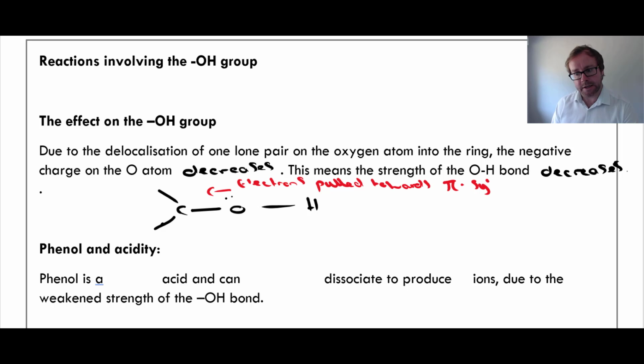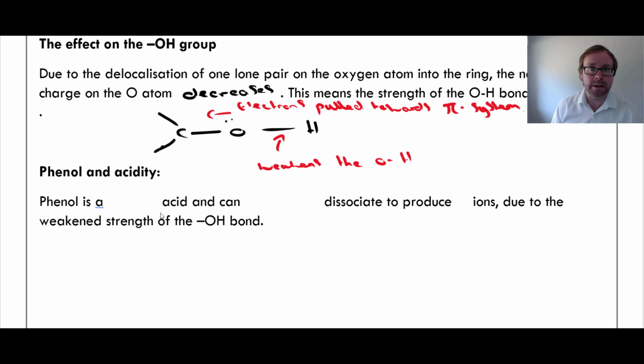That's what we said, that one lone pair delocalizes into this system, which means that it weakens the OH bond. So this OH bond is weakened. This is important when we're talking about the acidity of phenol and the reactions. So phenol and acidity. Phenol is a weak acid and can partially dissociate to produce H+ ions due to the weakened strength of the OH bonds.